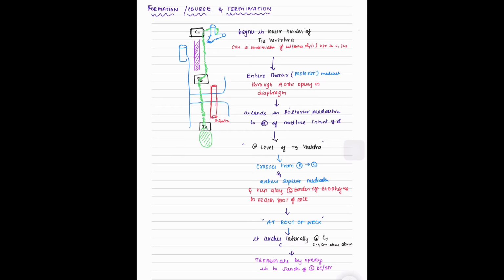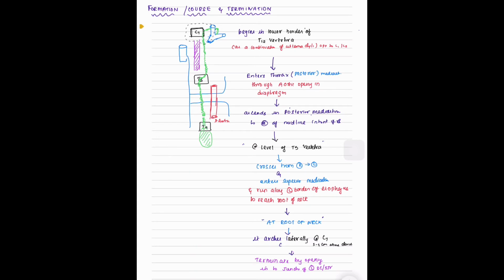It ascends in the posterior mediastinum to the right of the midline in front of the vertebral body, which is related on the right side to the azygos vein, and it ascends up to the T5 vertebra. At the level of the T5 vertebra, it crosses from right to left to enter the superior mediastinal part and runs along the left border of the esophagus and reaches up to the root of the neck.